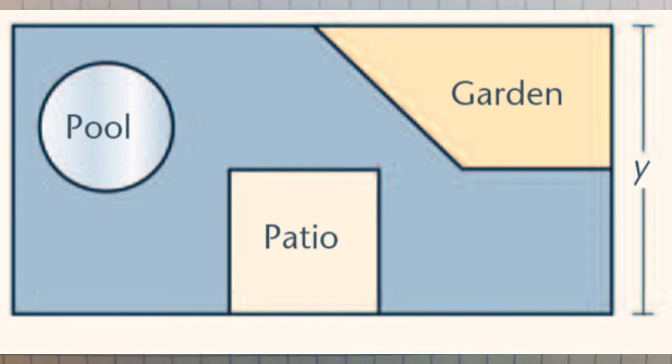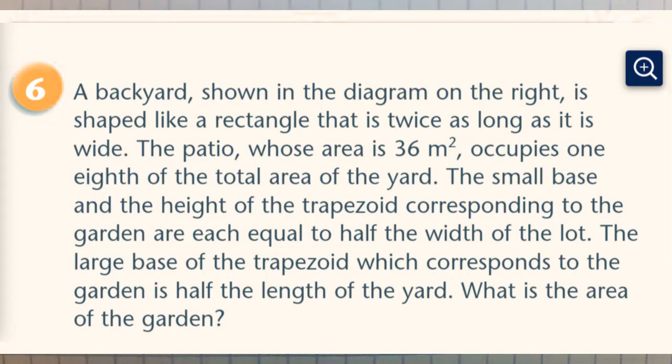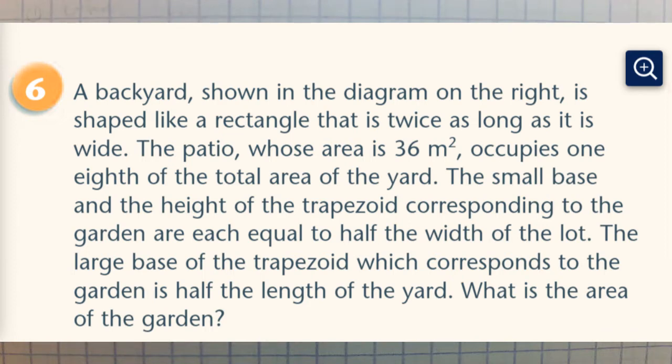All right, on page 28, question 6, we're given this diagram, and we're told the backyard, shown in the diagram on the right, is shaped like a rectangle that is twice as long as it is wide. The patio, whose area is 36 meters squared, occupies 1/8 of the total area of the yard. The small base and the height of the trapezoid corresponding to the garden are each equal to half the width of the lot. The large base of the trapezoid, which corresponds to the garden, is half the length of the yard. What is the area of the garden?